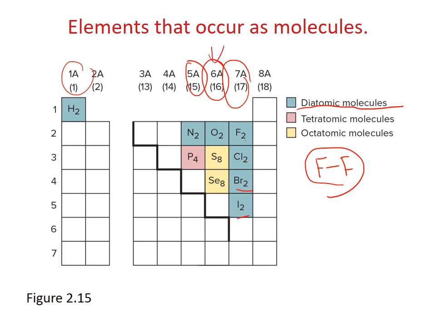Group 6, oxygen appears as a diatomic molecule, but sulfur and selenium appear as octatomic molecules, meaning 8 atoms combine to form a molecule. In group 5, nitrogen is diatomic, phosphorus is a tetratomic molecule. Group 1 are all metals except hydrogen. Hydrogen is a diatomic molecule. It's a non-metal.